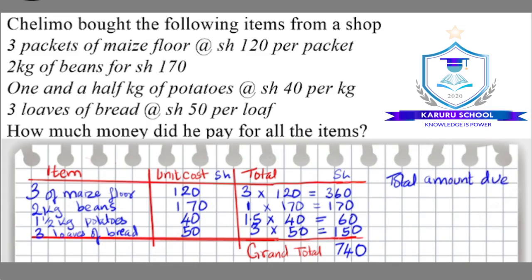due for payment was equal to shillings 740. This brings us to the end of today's presentation.